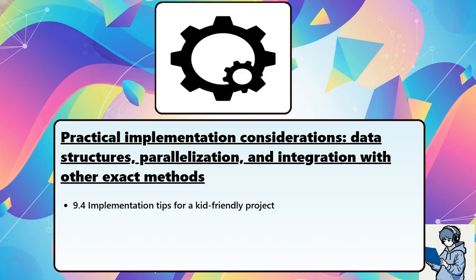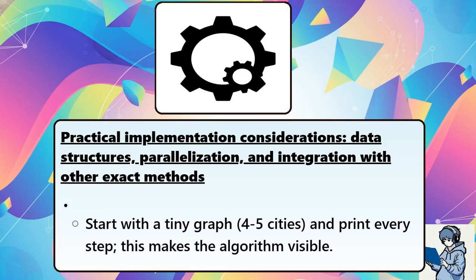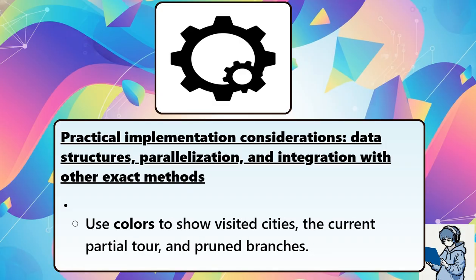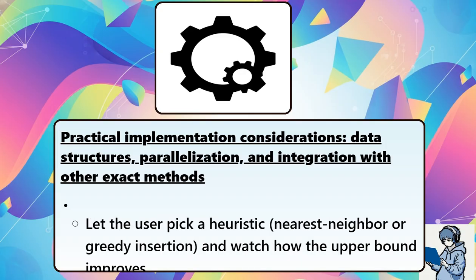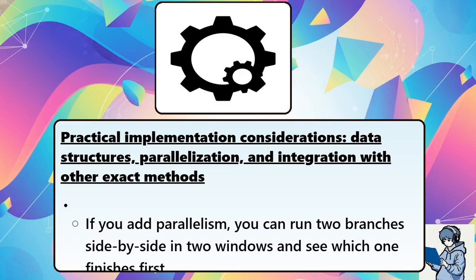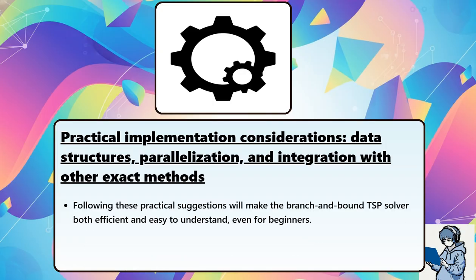9.4 Implementation tips for a kid-friendly project. Start with a tiny graph of 4 to 5 cities, and print every step. This makes the algorithm visible. Use colors to show visited cities, the current partial tour, and pruned branches. Provide a button, show lower bound, that runs the matrix reduction and displays the numbers. Let the user pick a heuristic, nearest neighbor or greedy insertion, and watch how the upper bound improves. If you add parallelism, you can run 2 branches side by side in 2 windows and see which one finishes first. Following these practical suggestions will make the branch and bound TSP solver both efficient and easy to understand, even for beginners.